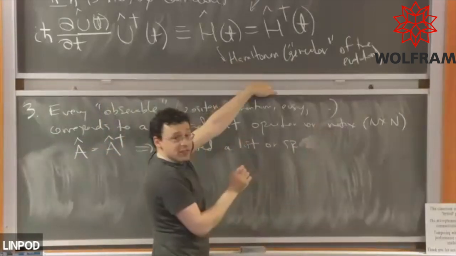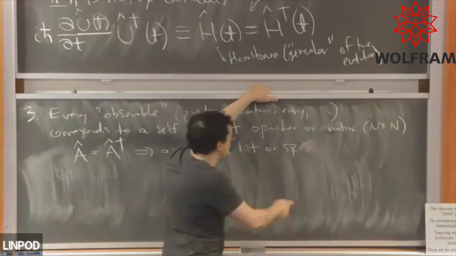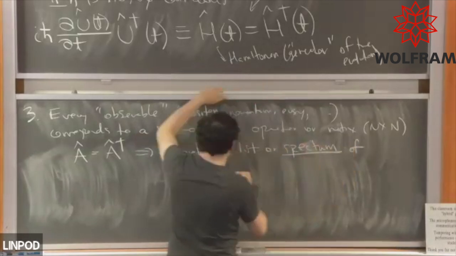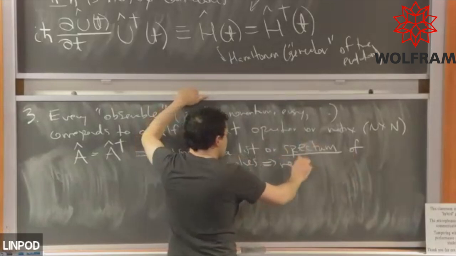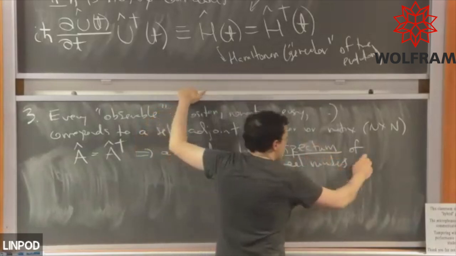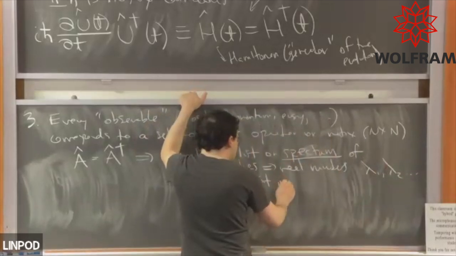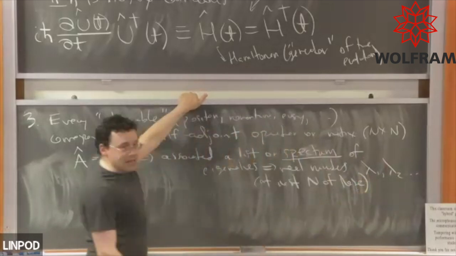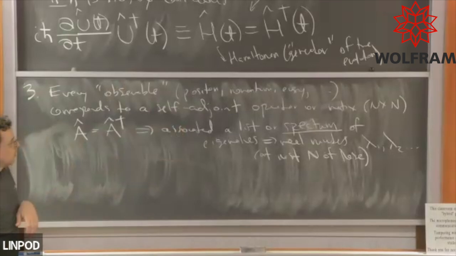The terms eigenvalue, eigenvector, and spectrum were introduced by David Hilbert, whose name is attached to these Hilbert spaces. It's a list of what are called eigenvalues, and these are real numbers. I'll call these numbers lambda 1, lambda 2, and so on. There are at most n distinct ones of these, given that we're in a Hilbert space of dimension n. If you have an observable with more than n, you need a bigger Hilbert space for it.